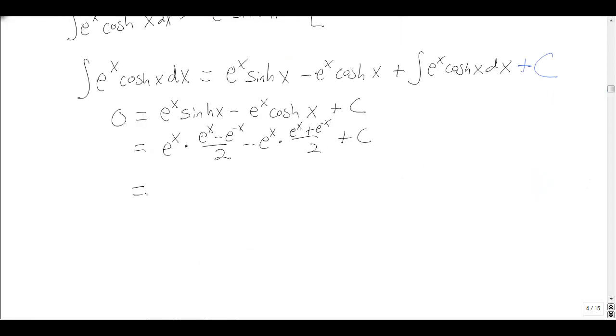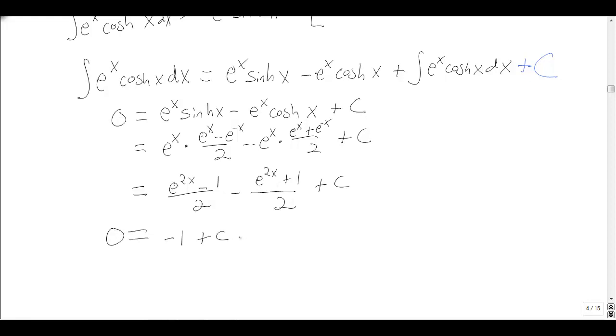So you get 0 equals, and then here we can distribute the e to the x's. So we get e to the 2x minus, e to the x times e to the negative x is actually 1 over 2, minus e to the x times e to the x is e to the 2x. E to the x times e to the negative x gives us a plus 1 over 2 plus c. And then what you've got is e to the 2x over 2 minus e to the 2x over 2. Those cancel. You have a minus 1/2 and then a minus 1/2. This gives you negative 1 plus c.